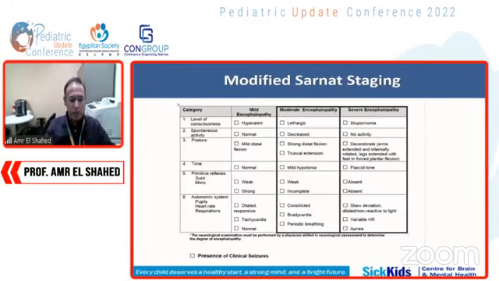I'm not going to go into the details of the SARNAT. We all know the SARNAT that we are using. So far, we're still using the SARNAT staging to help us determine the degree of the encephalopathy and make the decision. And as I mentioned, so far, the moderate and severe encephalopathy groups are the groups for which it is approved, or evidence-based, that therapeutic hypothermia can benefit.